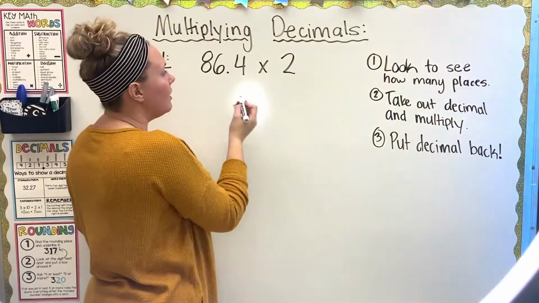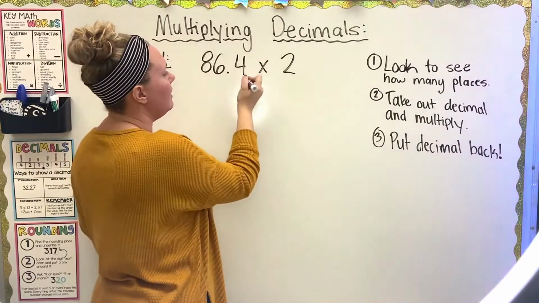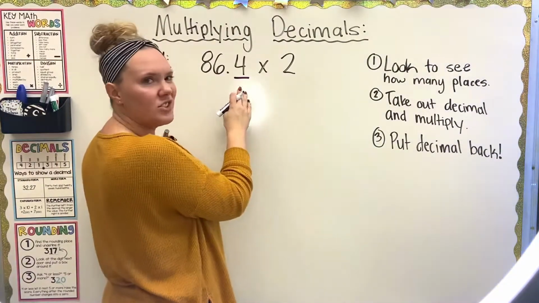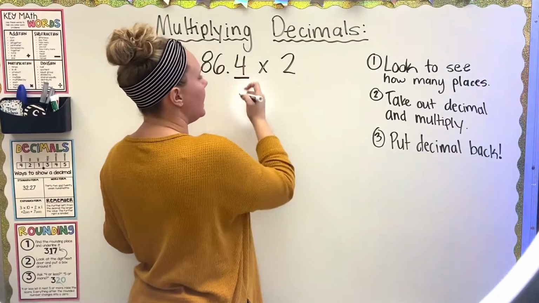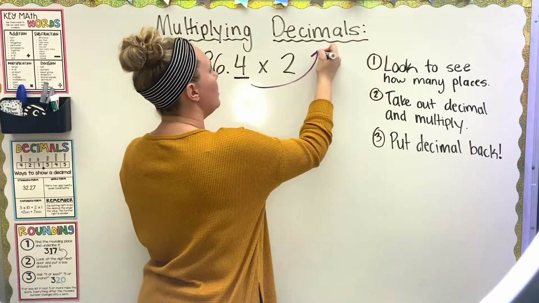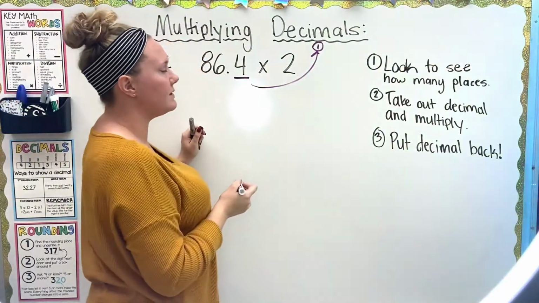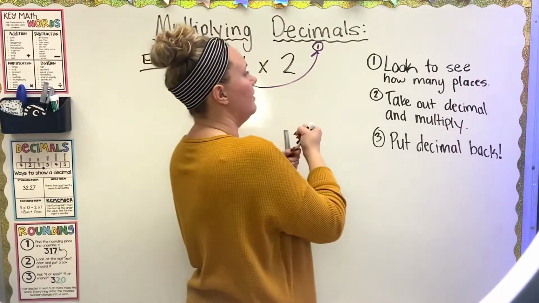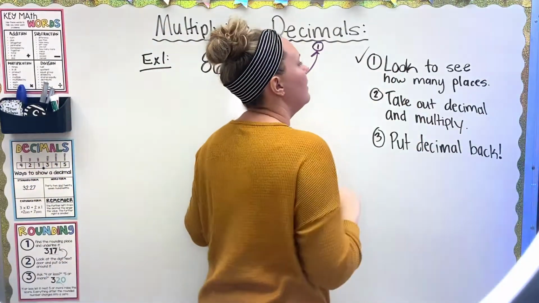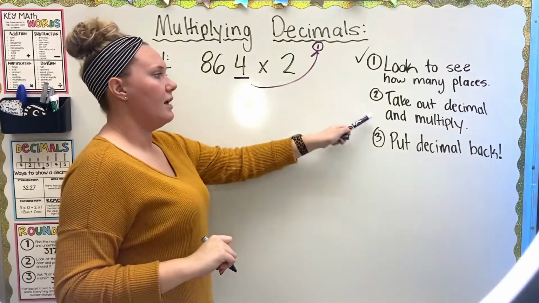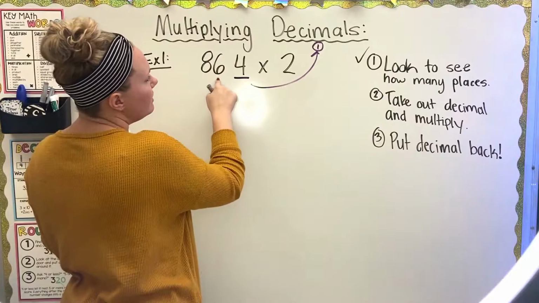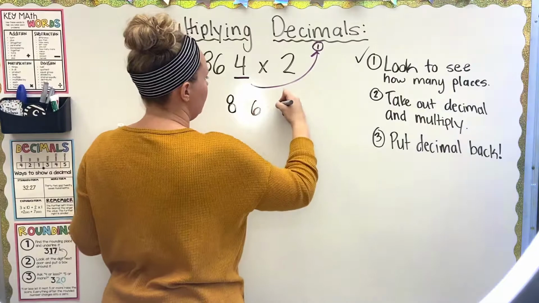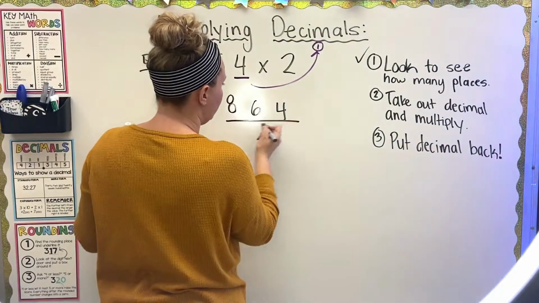So here I find my decimal and I look behind. So I've got 1 decimal place here. I don't even have a decimal over here, so that means I just have 1 decimal place. So I'm going to take it out and put it in my little holding bubble up here, 1 decimal place. Okay, done. Check. Now, take it out. We did that. And multiply. So now I've got 864 times 2. Okay, I'm going to draw my lattice.